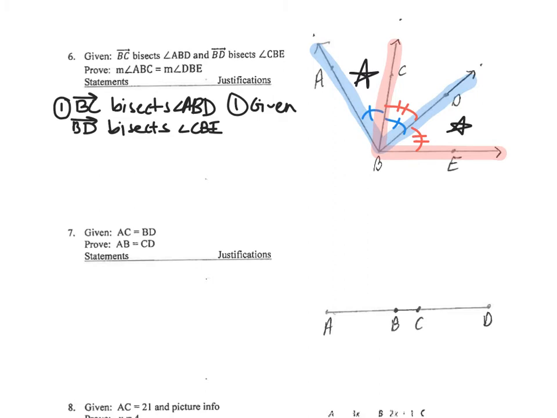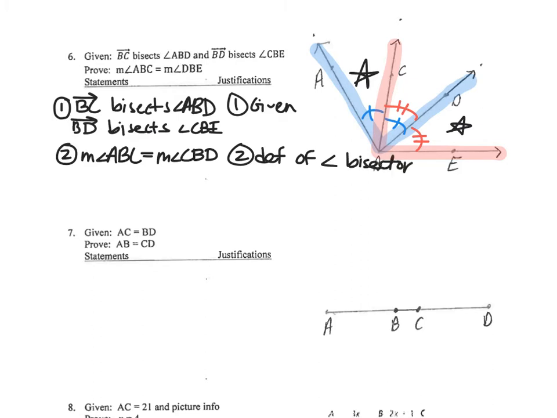Since you have 2 angle bisectors, you write 2 equations with the letters, right? Because that's step 2. You will write one about ABD, so that the measure of angle ABC equals the measure of angle CBD. And this is because of the definition of an angle bisector.